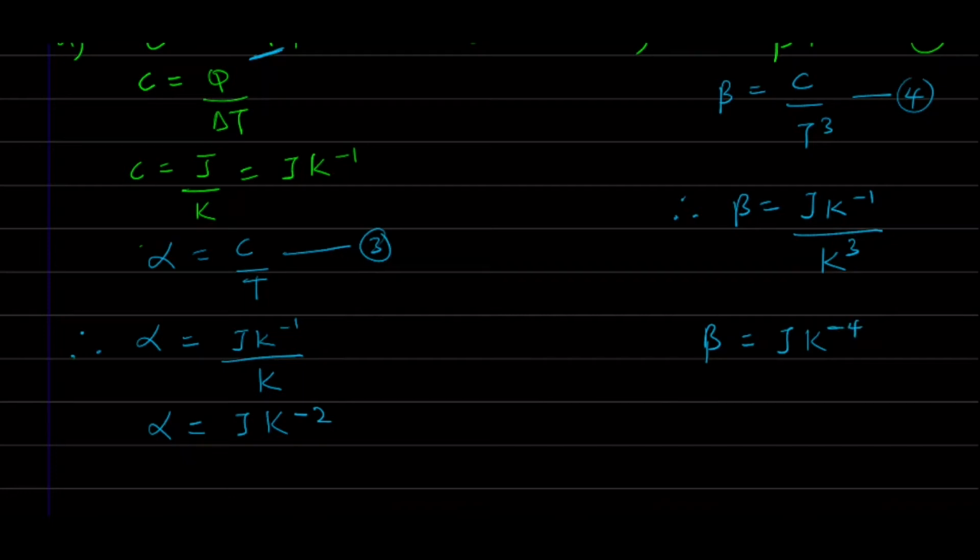So this is the unit for beta as joule per Kelvin raised power 4, while the alpha is joule K raised power minus 2. That is all about this question. Now let's look at the second example.